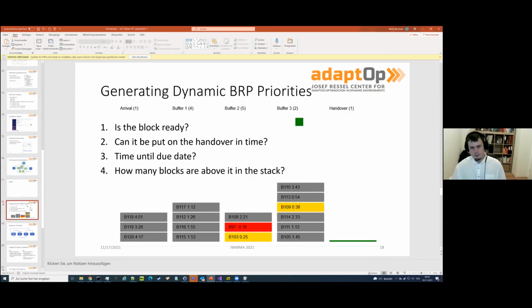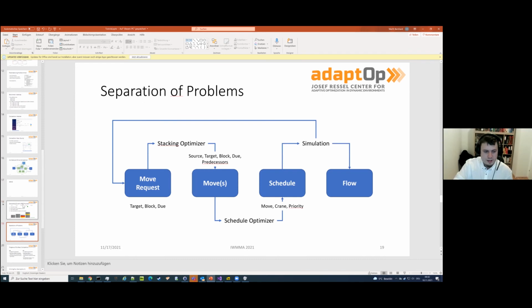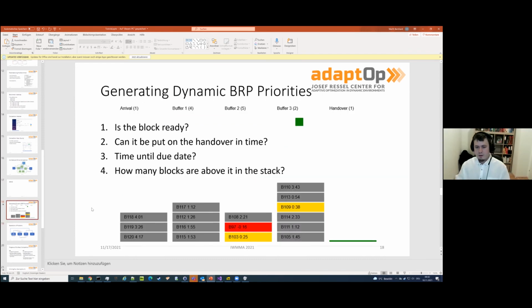Lastly, a few rules of thumb that we have found from the competition for generating handcrafted priorities: check if the blocks are ready, can the block be put on the handover in time, or will you accrue due date violations anyway? How much time do you have until the due date runs out? Of course, it is always an interesting question, how many blocks are above which block in which stack, and does this change your priorities for which block you tackle first?